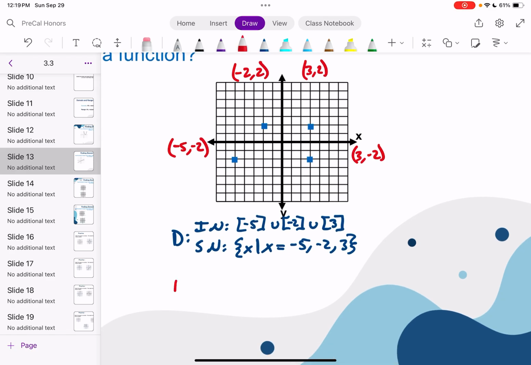On the range of this problem, interval notation would be written as -2 with a bracket around it in union with +2 with a bracket around it. Keep in mind, all 4 of our points have either a -2 or a +2, which means we only have to put down 2 numbers.